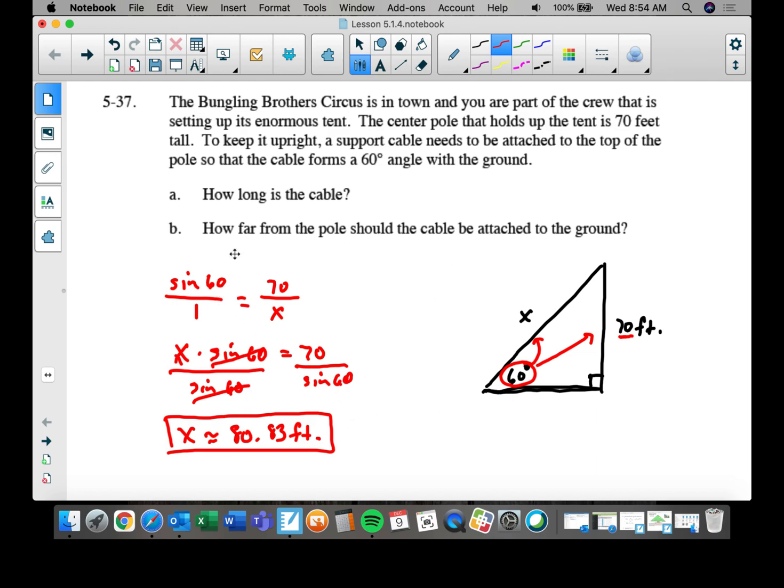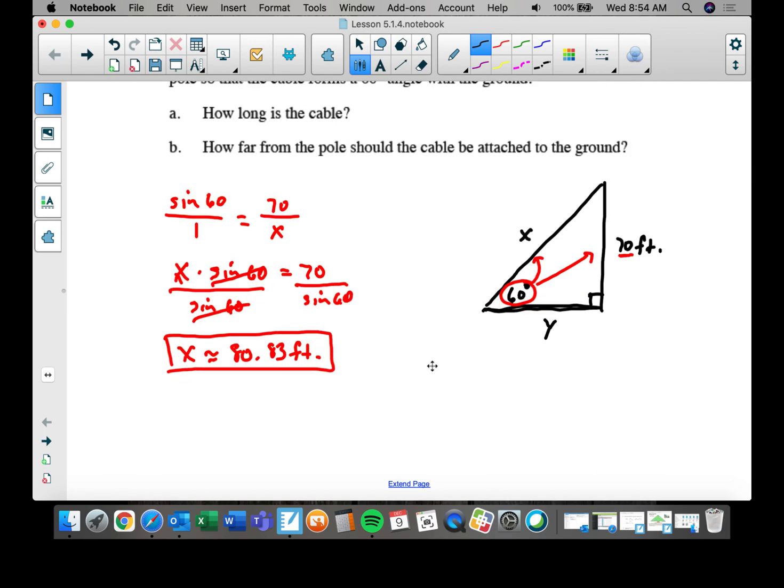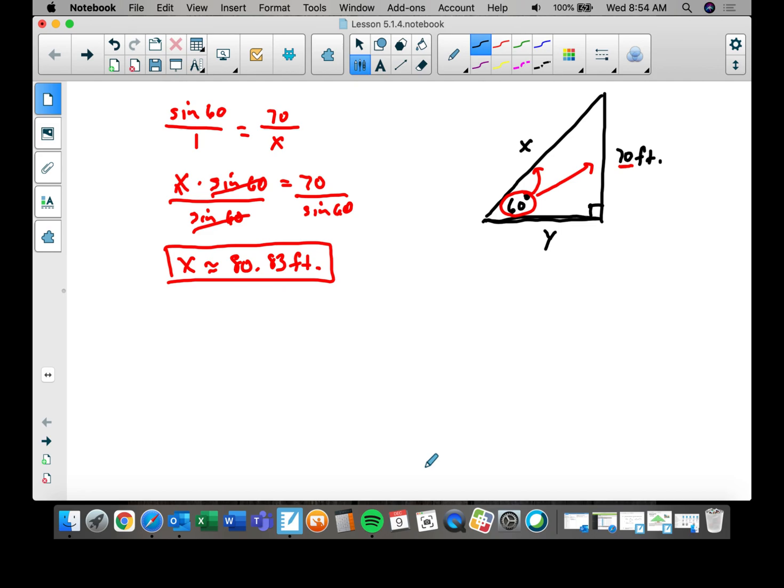Now if you take a look at part B, it says how far from the pole should the cable be attached to the ground. So now what they're talking about back up here is they're saying, here's the pole, there's the ground. If I call this y, they're asking you for that part. And so ultimately at this point, you now have two ways that you could solve for y.